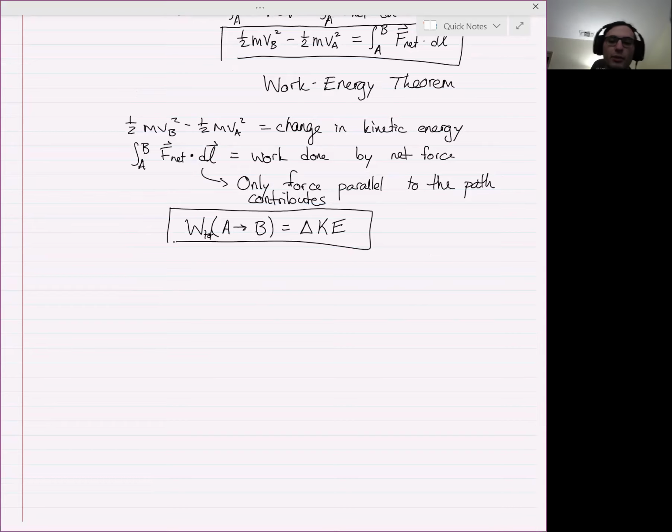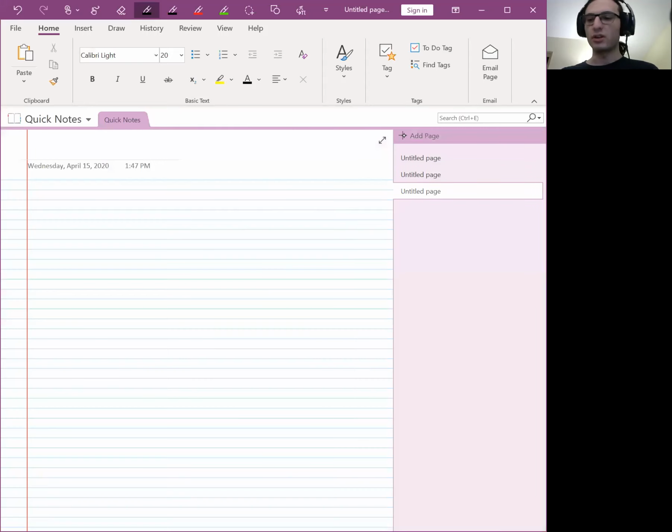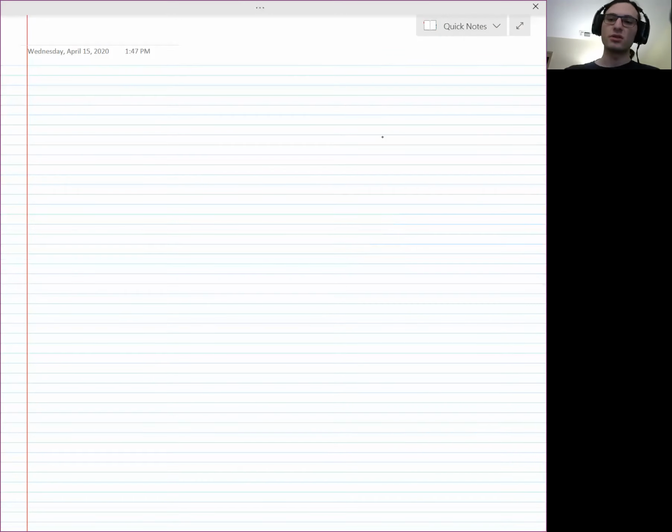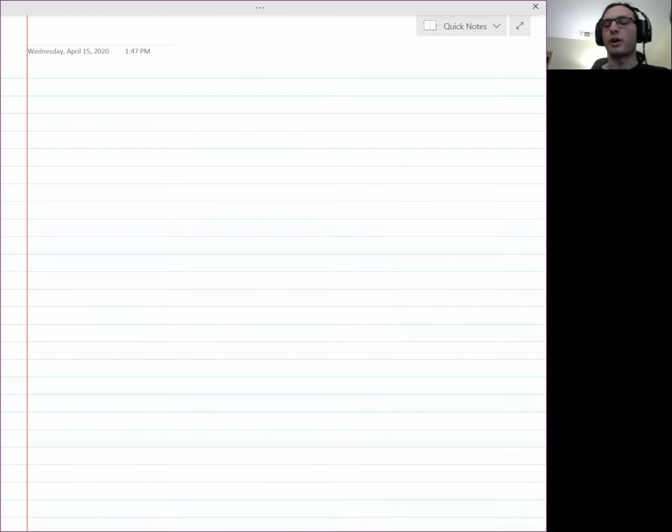So let's do a quick example. I'm actually going to open up a new page here. Oh, okay, so it's going to be white now. Nope, I didn't want another new page. That should speed up and cause fewer glitches. Let's just make those lines slightly less thin. There we go. Okay, so let's work out an example here.